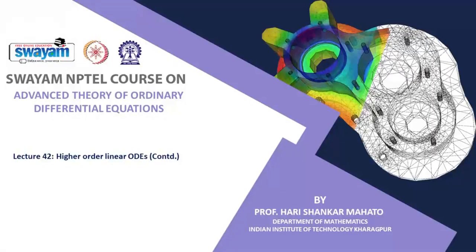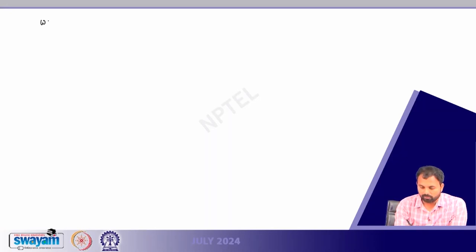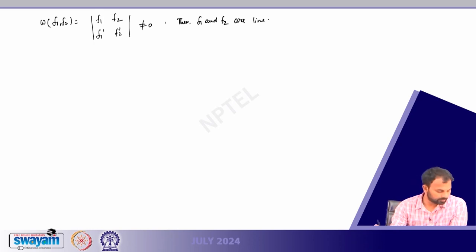So we will see one or two counter examples where the functions are linearly independent, but the Wronskian is vanishing, right. So we will come to that. Okay. So now, for two functions, W of f1 and f2, we had f1, f2, then f1 dash, f2 dash. If this is non-zero, then f1 and f2 are linearly independent. This is just a sufficient condition, right.